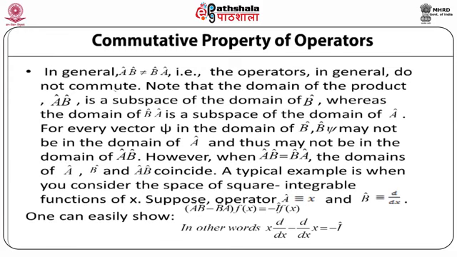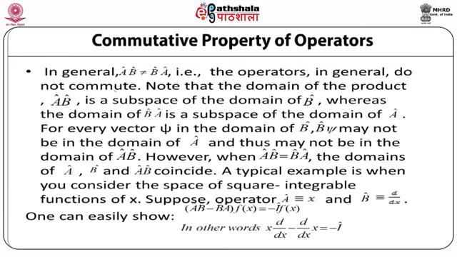Note that the domain of the product of the operators A and B is a subspace of the domain of operator B, whereas the domain of the product of operator B and operator A is a subspace of the domain of the operator A. Thus, we have that for every vector psi in the domain of the operator B, the operator B acting on psi may not be in the domain of the operator A, and thus may not be in the domain of the product of the operators A and B.